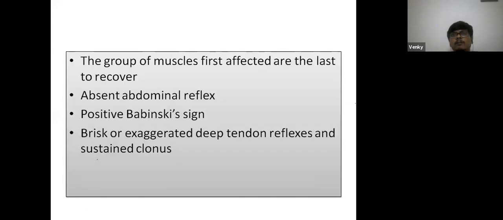So the group of muscles first affected are the last to be recovered. For example, the hand grip muscles, or the fine grip muscles, will be recovered last in a pyramidal tract lesion. And other signs include that the superficial reflexes will be lost and Babinski sign will be positive. Deep tendon reflexes are exaggerated, associated with clonus.